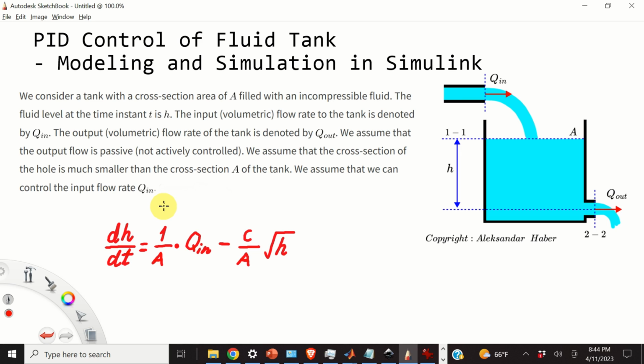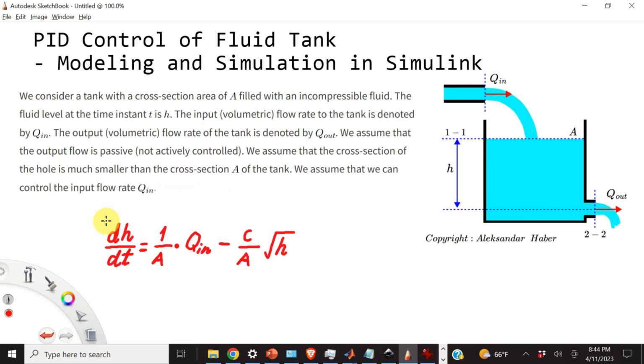The problem that we are addressing in this video tutorial is one of the most important and fundamental problems in chemical engineering, mechanical engineering, and process engineering. The sketch of the water tank is given over here. The goal is to control the liquid level, denoted by H, by controlling the input flow rate Q input.